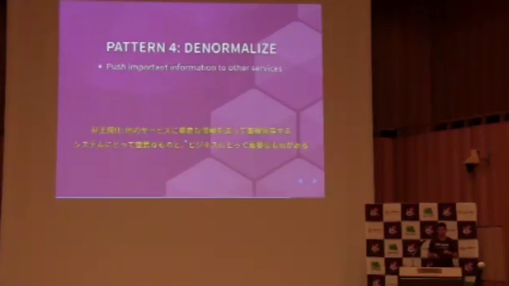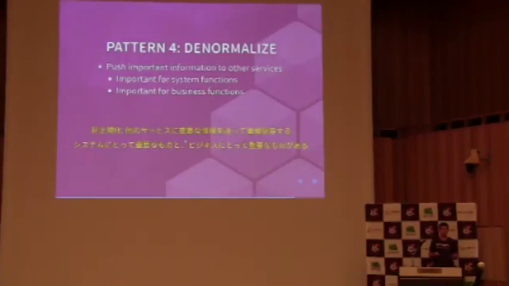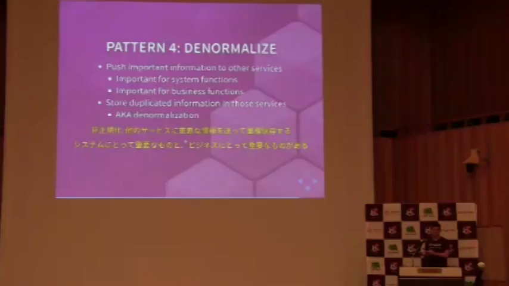So, for example, important for system functions, important for business functions, which in this case is that we want to show the user what the price is if we're going to return them the item. And then we store duplicated information in those services. This duplication of information is denormalization. It's important to note that this is not about throwing normalization out the window. This is about starting with a normalized view, and then on a case-by-case basis, where you need increased scalability or increased resilience, take away that normalization in order to improve your system.